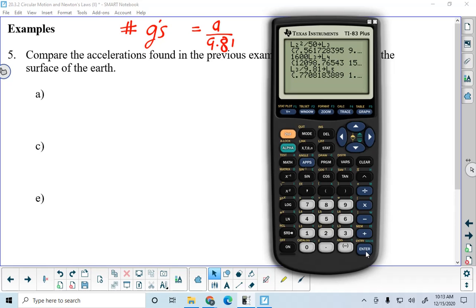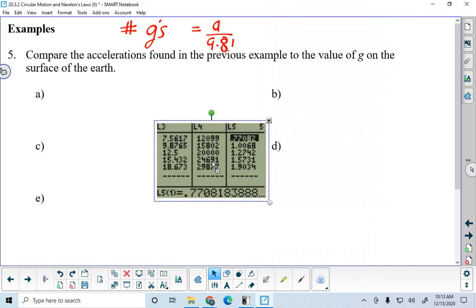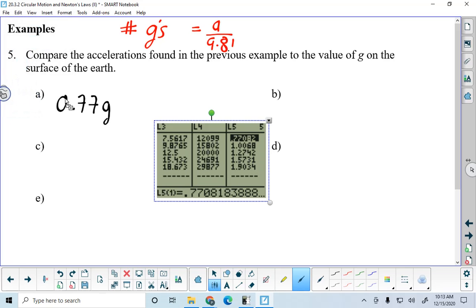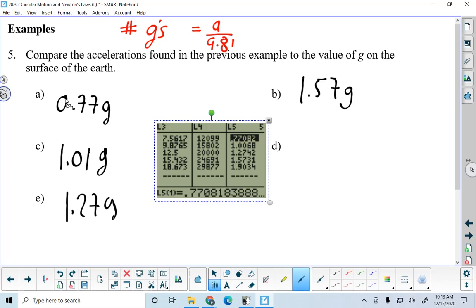Now when I look at my lists, these are the number of G's. In question A, you're experiencing 0.77 G's. In question B, you're experiencing 1.01 G, then 1.27 G's, 1.57 G's. You're starting to have a really difficult time here. Even at 0.77 G's, it's like 77% of your weight is being pulled to the outside. That G is gravitational field strength, not grams, obviously. And this is 1.90 G's. Any questions with examples 4 or 5?